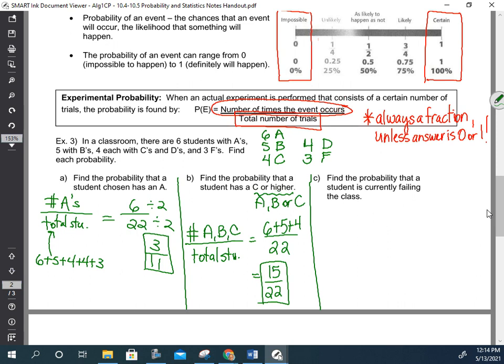All right, so find the probability that the student is currently failing the class. So number of F's over total number. So that's 3 out of 22. And that can't be reduced.